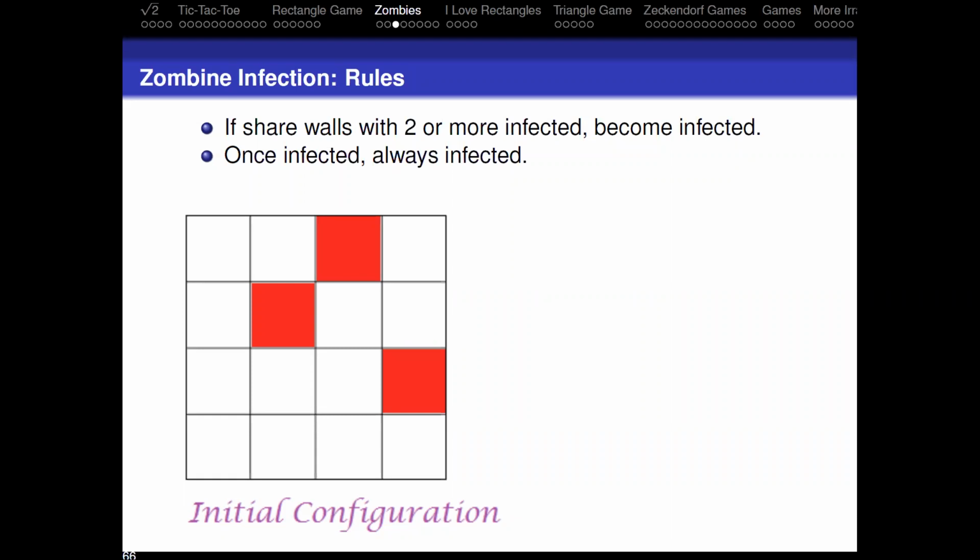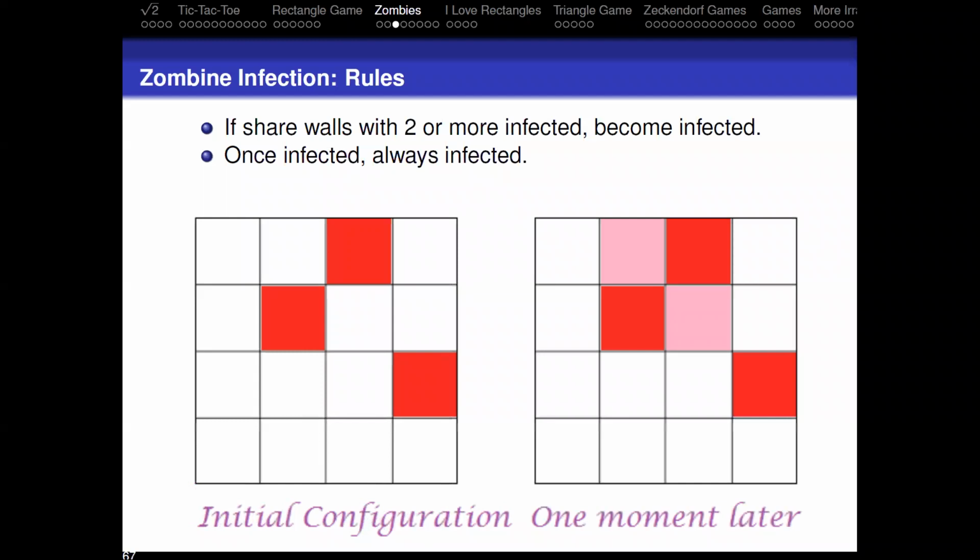Anything in the first row? The second one in the first row. Excellent. Anything in the second row? The third one. Good. Anything in the third? No. And nothing in the fourth row. So you're correct. Those two cells become infected.